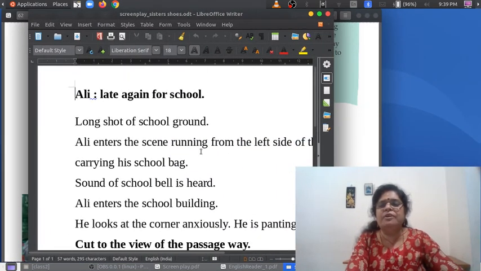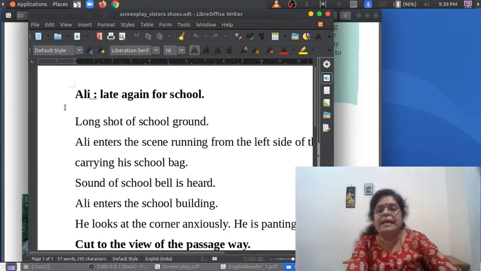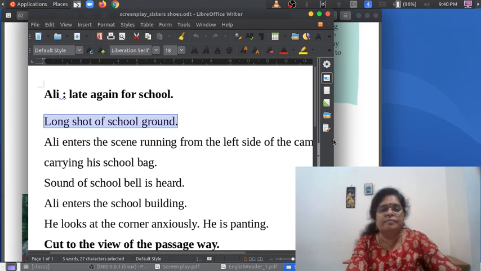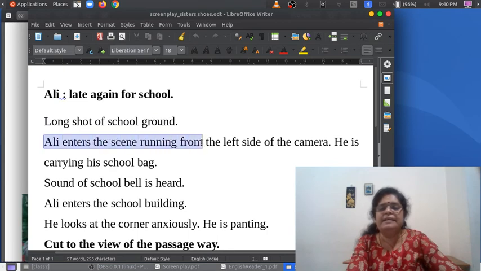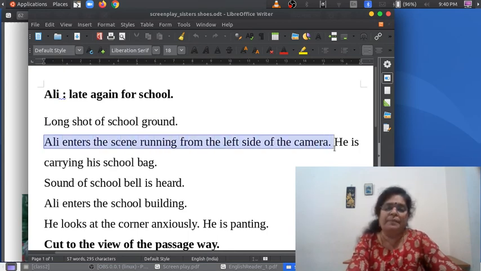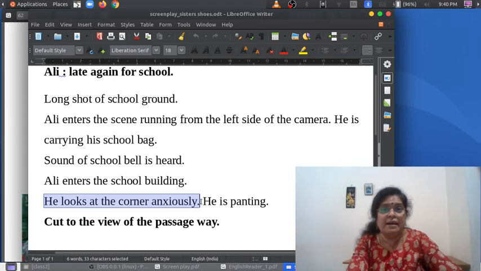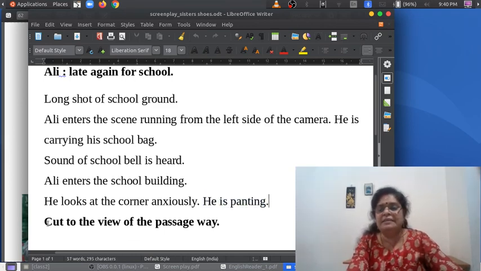Okay, this is the beginning of the screenplay of this scene. Ali late again for school. That is the starting, that is the scene heading. Then, long shot of school ground. Ali enters the scene, running from the left side of the camera. He is carrying his school bag. Sound of school bell is heard. Ali enters the school building. He looks at the corner anxiously. Anxiously looking. He is panting. Cut to the view of the passageway.